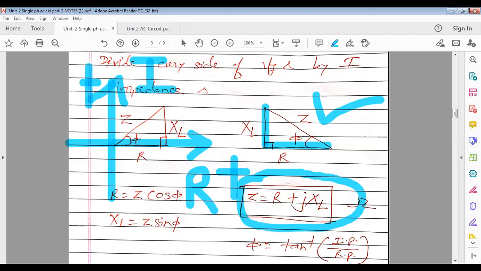Got it? For a purely inductive circuit, as I told you, you can write Z as equal to plus jXL. Why is it so? Because for inductance, whatever the XL is, it always comes along the positive imaginary axis. Whatever the values, whatever the circuit parameters connected in any fashion in an AC circuit, XL always comes along the positive imaginary axis. R always comes along the positive real axis. Got it?